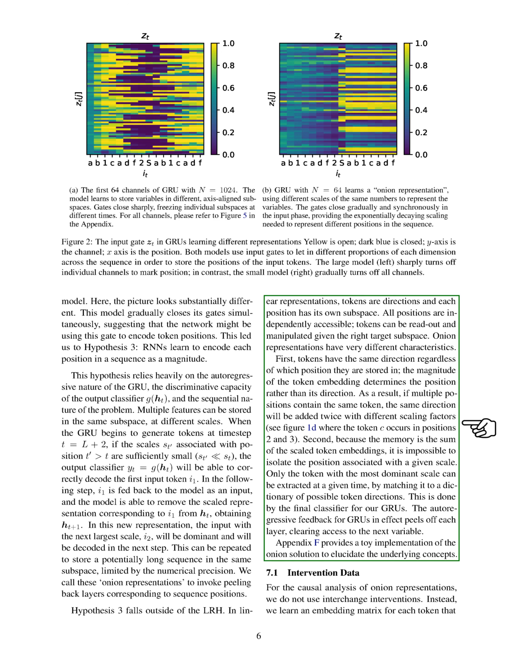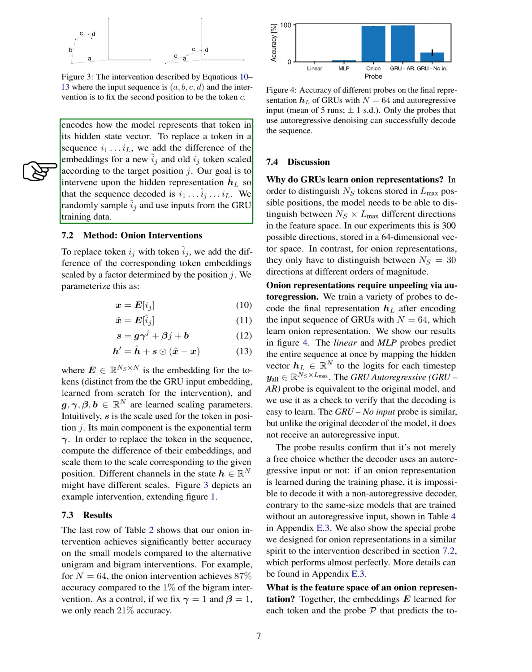Section: Intervention Data. In this section, we focus on the intervention data for analyzing onion representations. Instead of using interchange interventions, we create an embedding matrix for each token that captures how the model represents that token in its hidden state. To replace a token in a sequence, we calculate the difference between the embeddings of the new and old tokens, adjusting this difference based on the target position. Our aim is to modify the hidden representation so that the decoded sequence includes the new token.